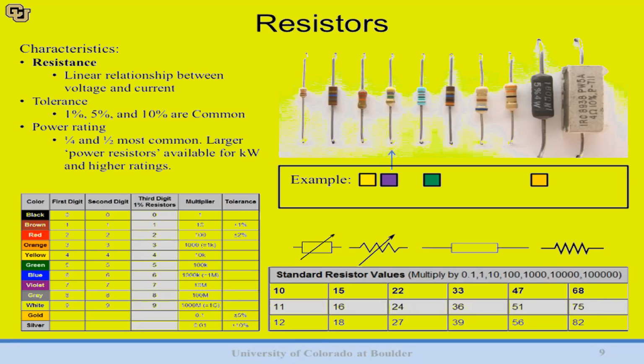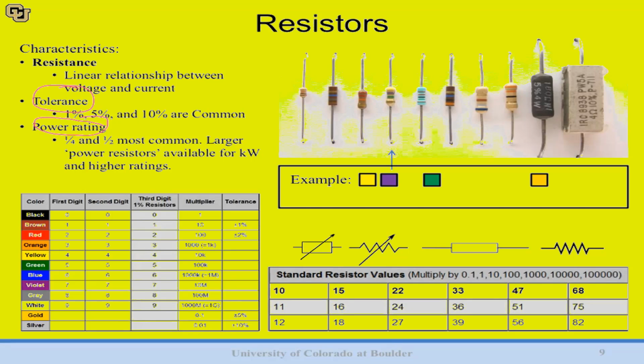The things to note about these when you're selecting them. First of all, they all have a tolerance, so 1, 5, or 10% are the most common, and that means that when it says it's, for example, 220 ohms, it's actually plus or minus 5% or 10% based off of that. The other thing to pay attention to is the power rating of your resistor.